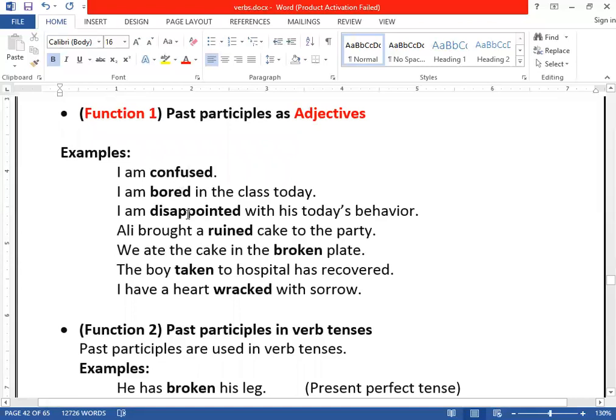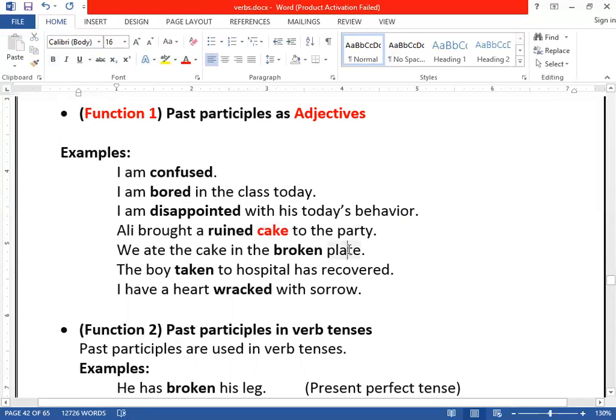Like, I'm disappointed with his behavior today. I'm what? I'm disappointed with his behavior. Can you see? Ali brought a ruined cake. Cake is what? It's a noun. He brought a cake. What type of cake? A ruined cake. Ruined modifies what? It modifies cake, and cake is a noun.